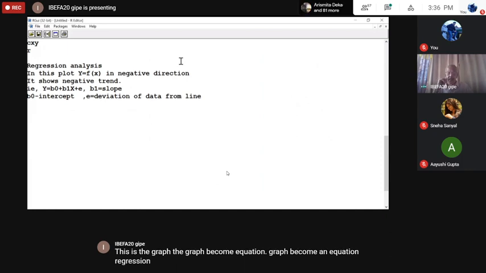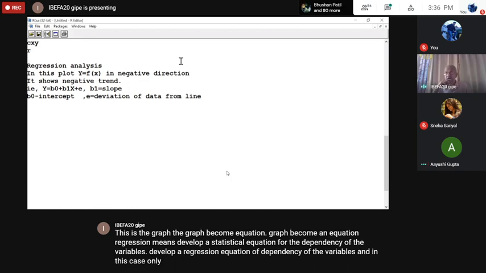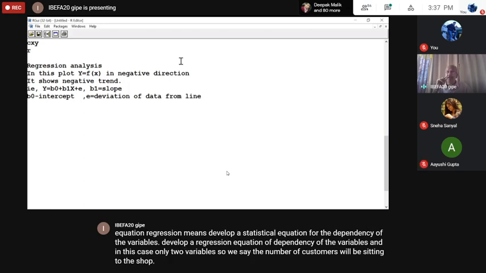Regression means develop a statistical equation for the dependency of the variables. Develop a regression equation of dependency of the variables. And in this case, only two variables. So we say the number of customers visiting the shop is a straight line with some points having above or below.